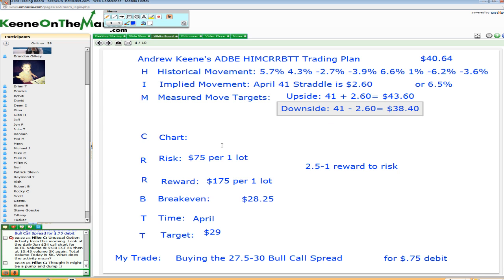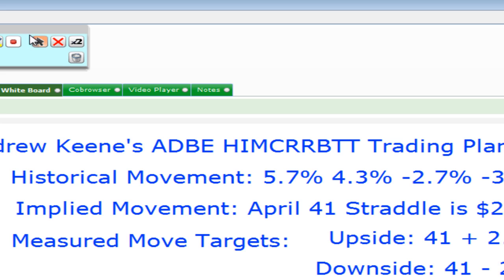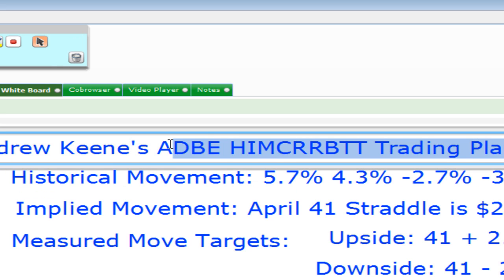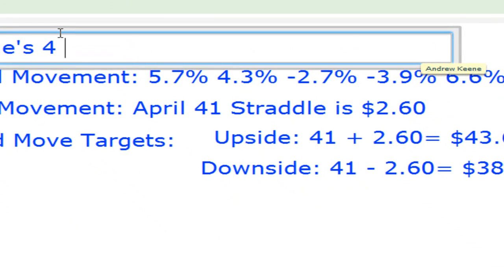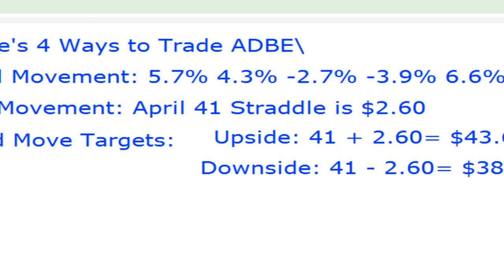And when I look at this, I'm going to play it differently. I'm not going to say a trade. I'm going to talk about 4 possible ways to trade Adobe. So I'm going to change it and mix it up a little bit. Andrew Keene's 4 ways to trade Adobe. It's like choose your own adventure almost, right? So 4 ways to trade Adobe for earnings.